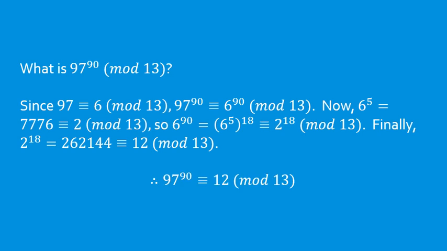And congruence modulo n is transitive. So 97 to the 90th power is congruent to 12 modulo 13.